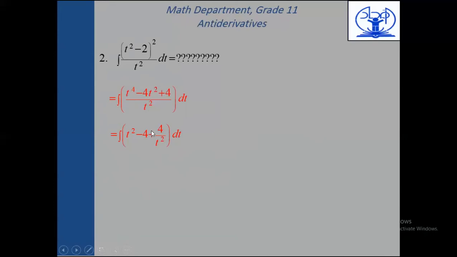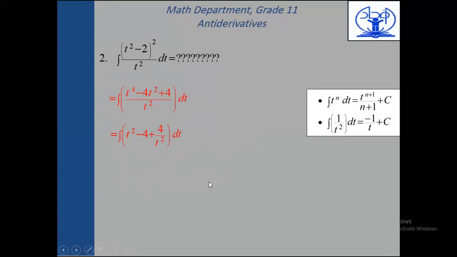Now you are integrating 3 parts. Each of them is easy to be integrated. t squared gives t cubed over 3, minus 4 gives minus 4t. Again, 1 over t squared is a rule. It's minus 1 over t. So it's minus 4 over t, plus the constant.